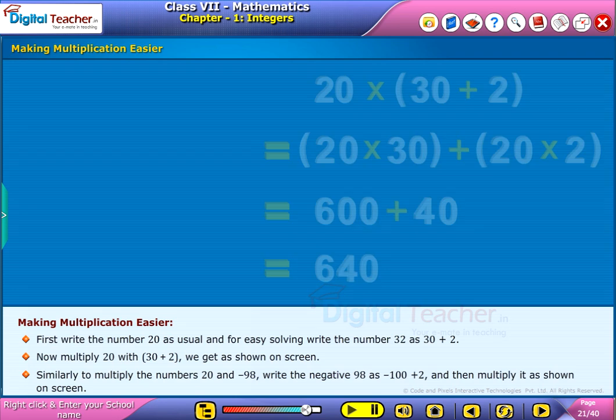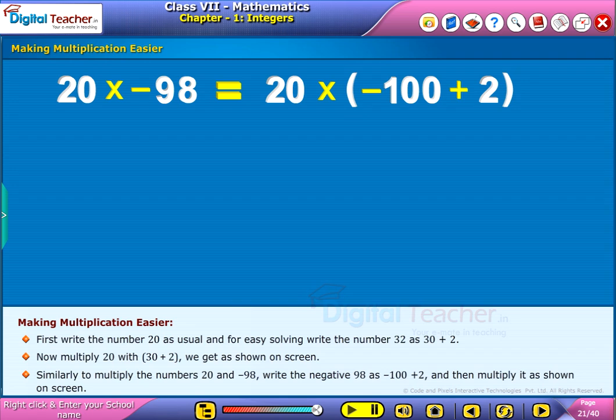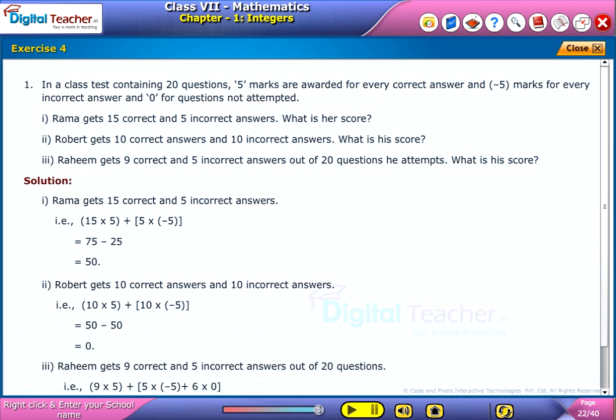Similarly, to multiply the numbers 20 and -98, write the negative 98 as -100 plus 2. And let us solve a few exercise problems. Click the tab to view.